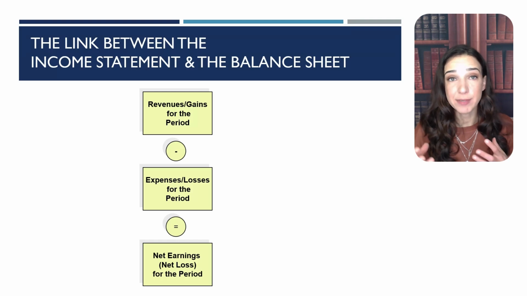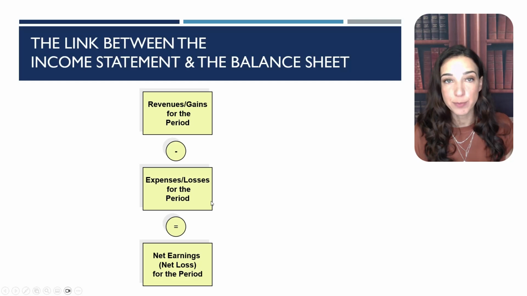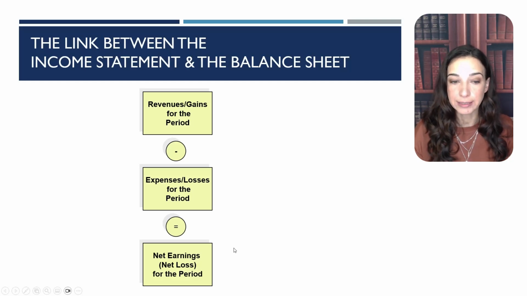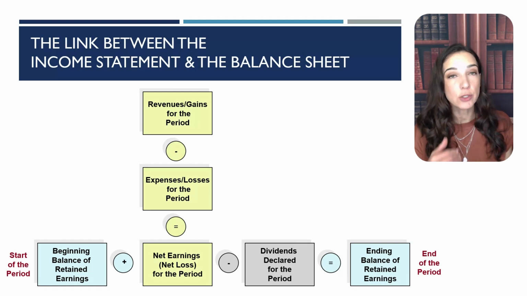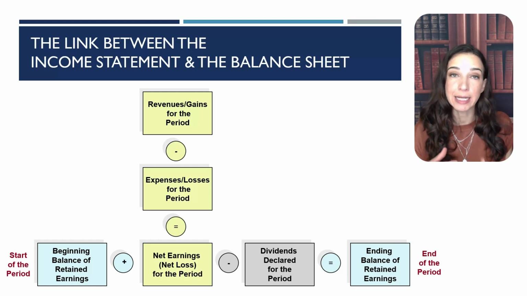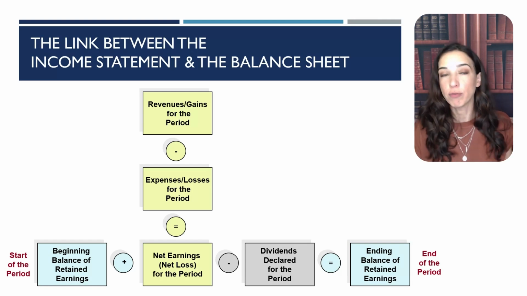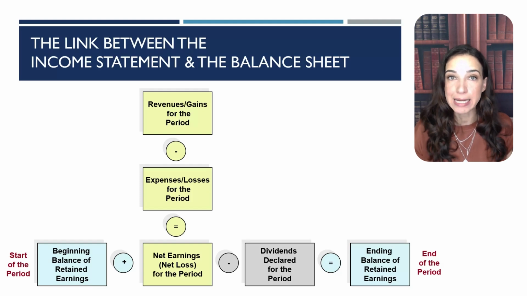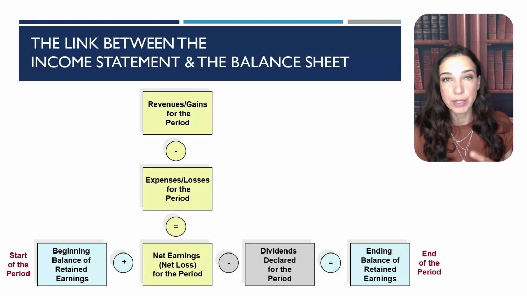Let's talk about a specific account that's going to be very useful for us to link the balance sheet and the income statement. On the income statement, we have the revenues and gains for this period only, minus the expenses and losses for this period only, equals the net earnings. Now, where does that profit go? In the first series of videos, I introduced the retained earnings account, and I said that it represents the accumulation of all of the net profits that the company had in its history, minus all of the dividends that it declared in its history. So that works on a given period basis.